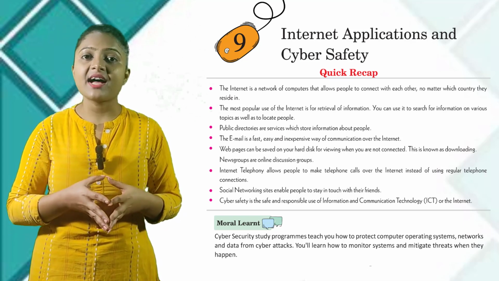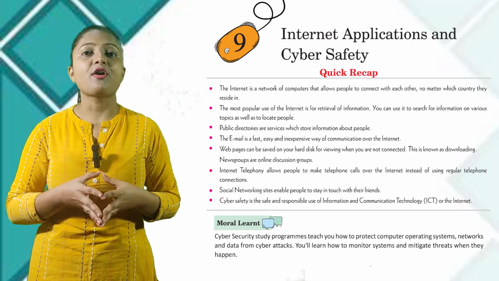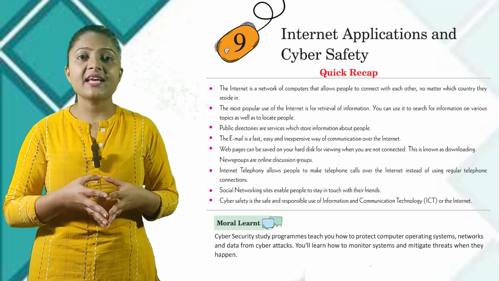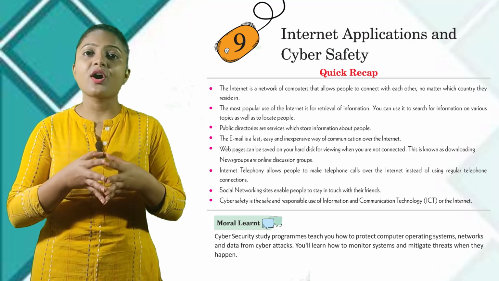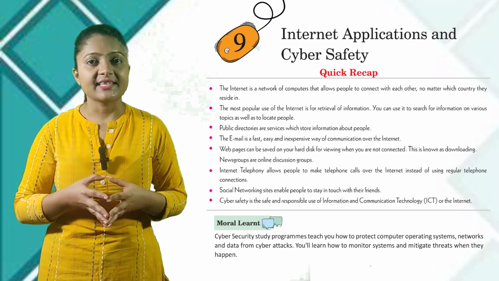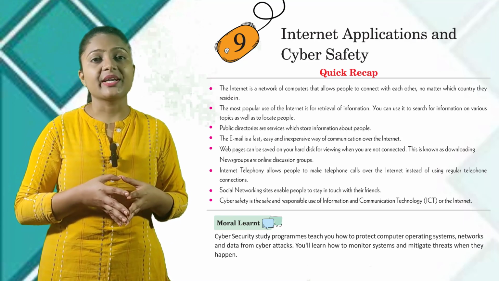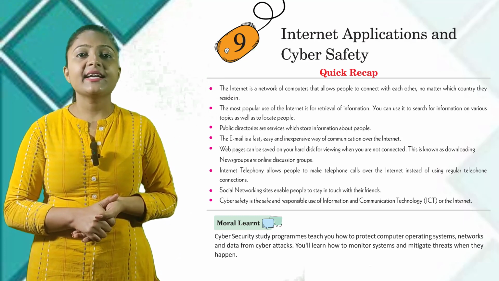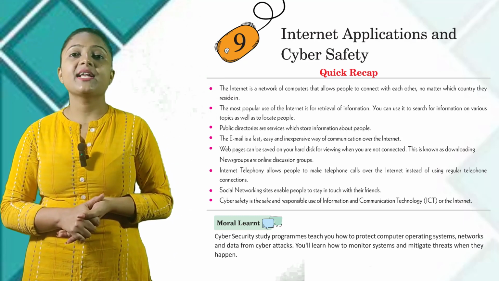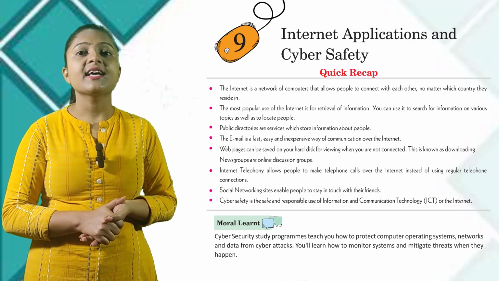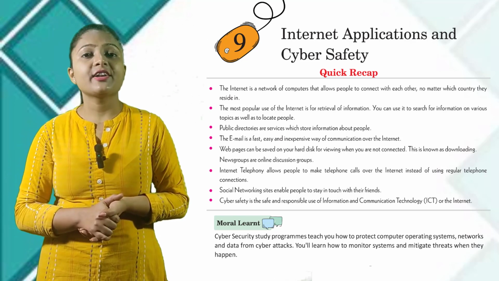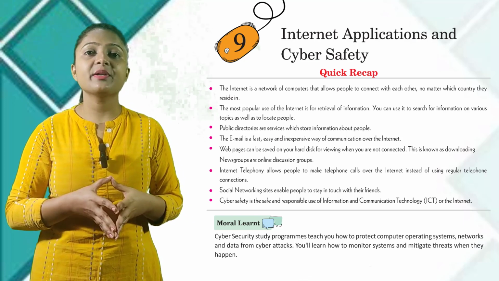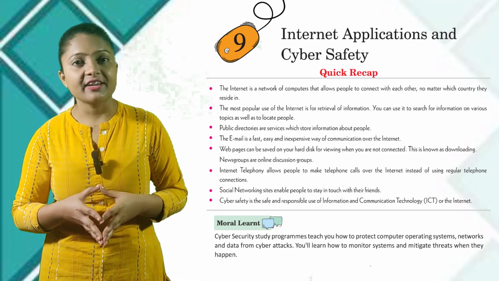The email is a fast, easy and inexpensive way of communication over the internet. A web page can be saved to your hard disk for viewing when you are not connected. This is known as downloading. News groups are online discussion groups. Internet telephony allows people to make telephone calls over the internet instead of using regular telephone connections. Social networking sites enable people to stay in touch with their friends.